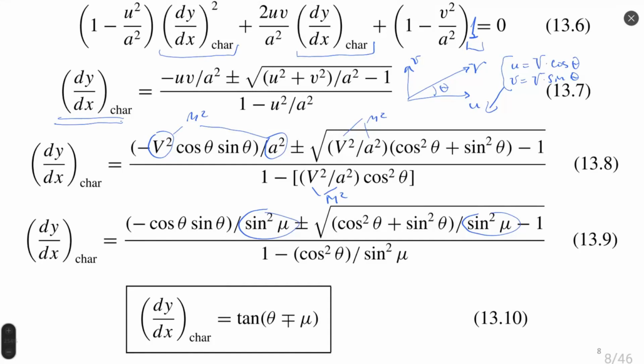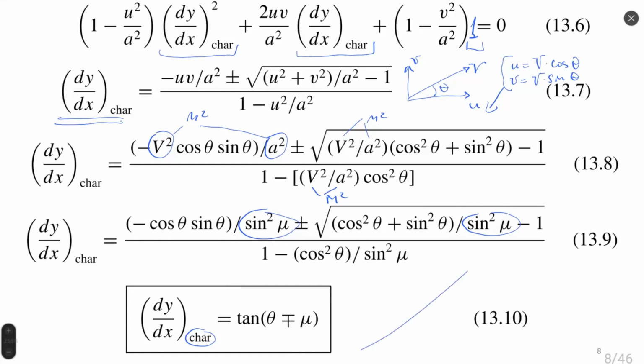Equation 13.10 is saying to us that dy by dx, which is the direction of some line on which we are searching this solution, would be equal to tangent of theta plus or minus mu. Theta is the direction of flow, and mu is the Mach angle. Here we can see one word, characteristic: the direction of this line we are looking for would be called a characteristic line, or line of characteristics, and dy by dx is the slope or direction of this characteristic line.